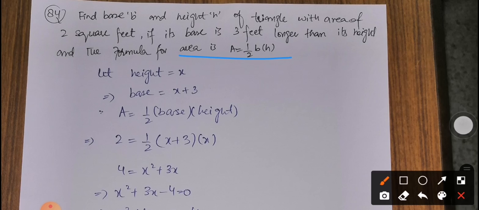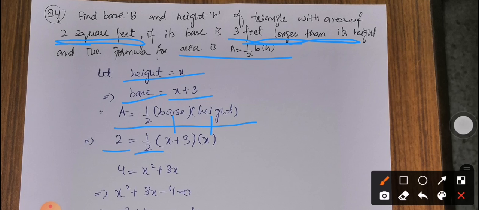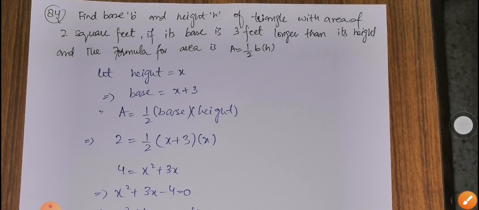So as the relation is given that the base is 3 feet longer than its height, let's suppose the height is x, then the base will be 3 feet longer. Longer means we are going to add the number, so x plus 3 will be the base. Now by the formula, the area is equal to half base into height, so base is x plus 3, height is x, 1 by 2 as it is, and the area is already given in the question, which is 2 square feet, so 2. So this 2 will be multiplied over here. 4 is equal to x square plus 3x.